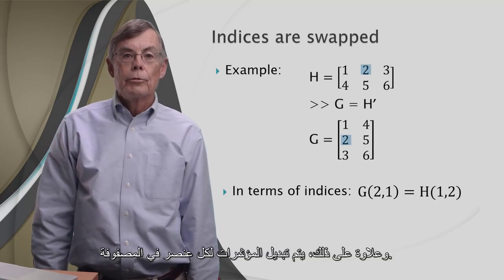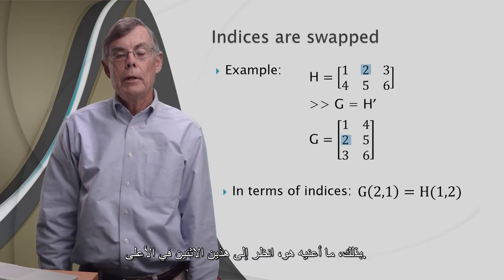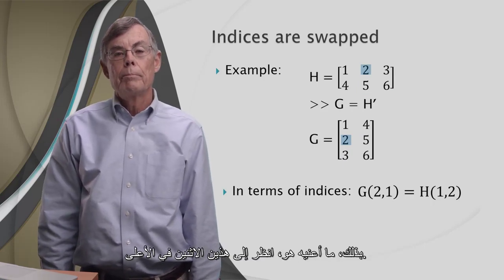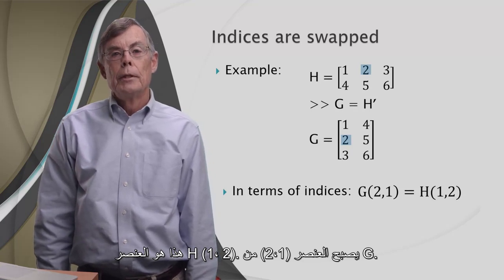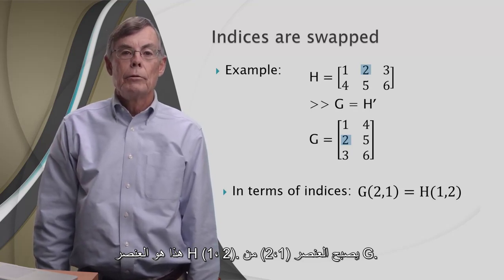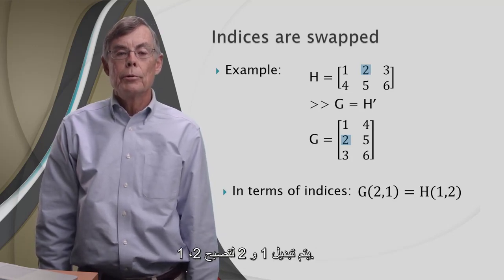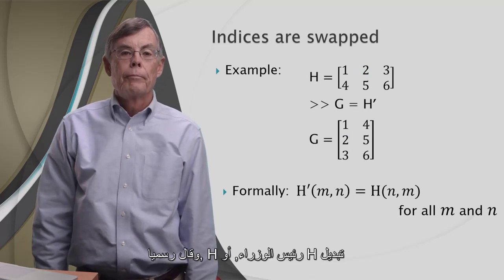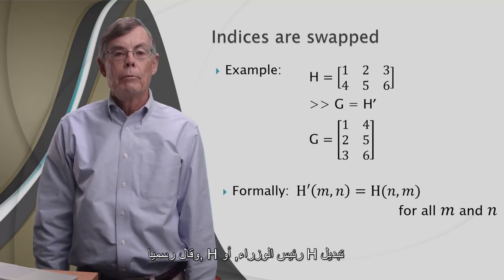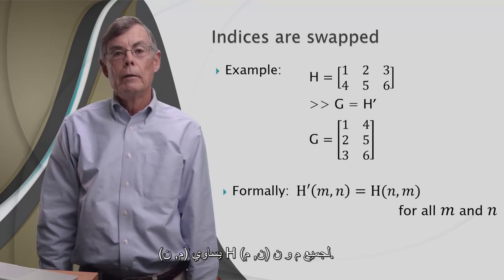Furthermore, the indices are swapped for each element in the matrix. By that, what I mean is, you look at that 2 in the top. That's element H12. It becomes element 21 of G. So the 1, 2 becomes 2, 1. 1 and 2 are swapped to become 2, 1. Said formally, H prime, or H transpose Mn, is equal to H nm for all m and n in H.